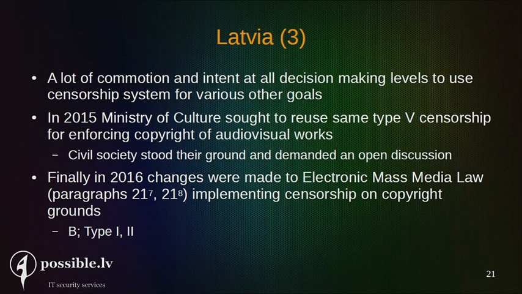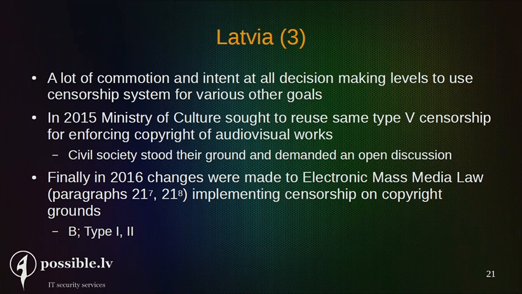Now, after 2013, a lot of commotion and intent at all decision-making levels happened, and politicians and different ministries and different servicemen looked and advertised and lobbied for using the censorship system for other reasons. So currently it's economic interests, right? For example, one party used the podium in the parliament to talk about censoring all content coming from one of our neighboring countries using the system.